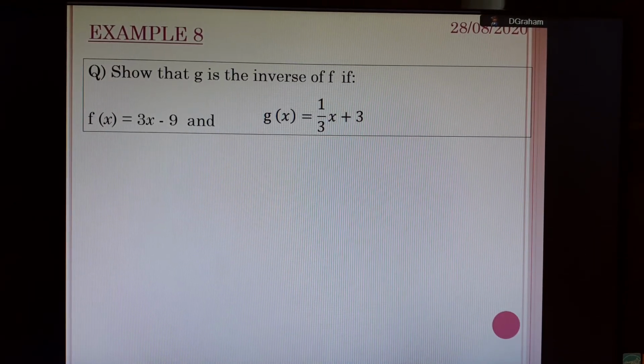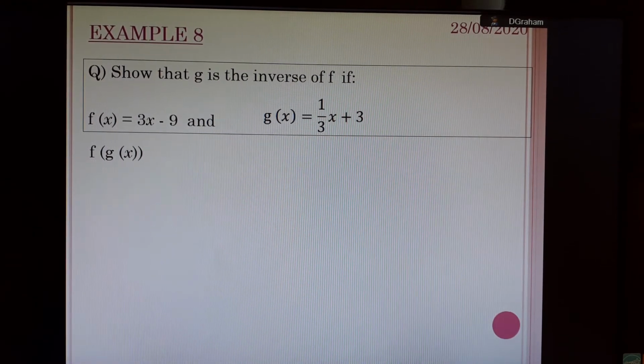So you might get asked a question like this. Show that g is the inverse of f. If f of x is equal to 3x minus 9 and g of x is equal to 1/3 x plus 3. So if you're asked to show that they are inverses of each other, then a function of a function should lead to x. So let's start with f of g of x and see what happens.